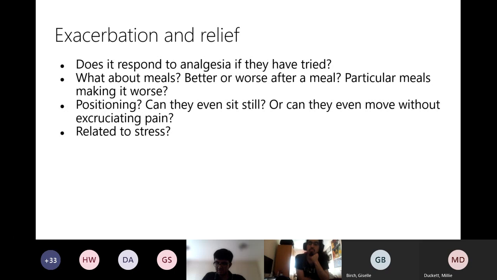Yeah, perfect. So remember, you eat, your body goes, yay, food, let's have some gastrin. You secrete the gastrin, acid, your stomach becomes more acidic. That's going to make it worse, but more alkaline in the duodenum, which relieves it.